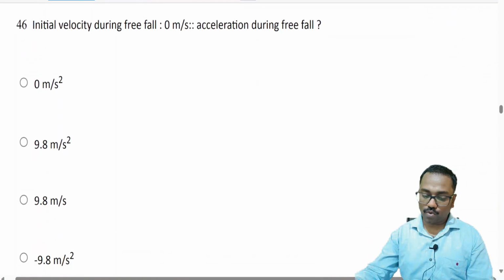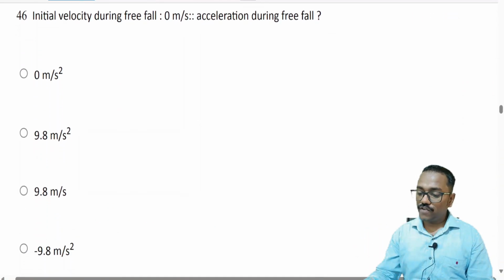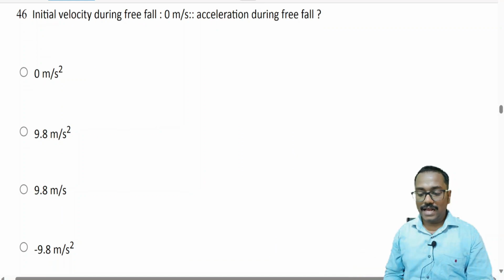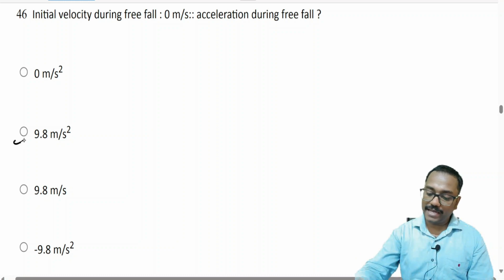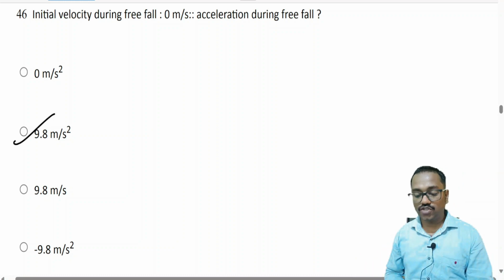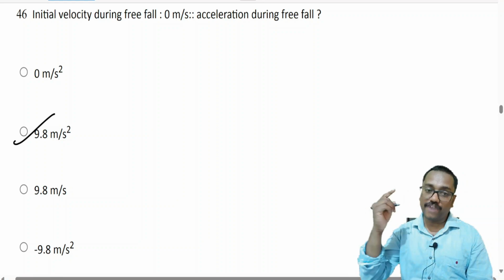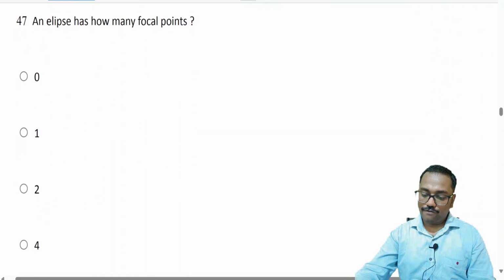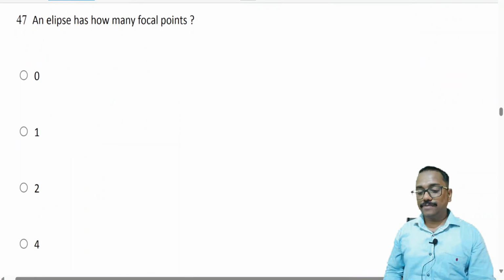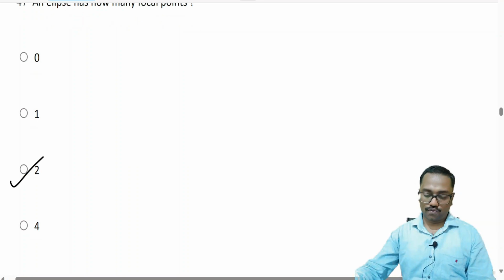Next, 46th question. Initial velocity during free fall is 0 meter per second. Acceleration during free fall, what will it be? 9.8 meter per second square. It is positive. Why? Because it is coming from top to bottom. 47th question. An ellipse has how many focal points? 0, 1, 2, 4. Its answer is 2.